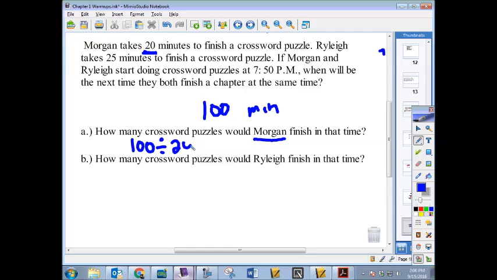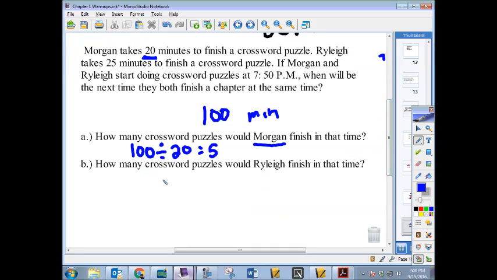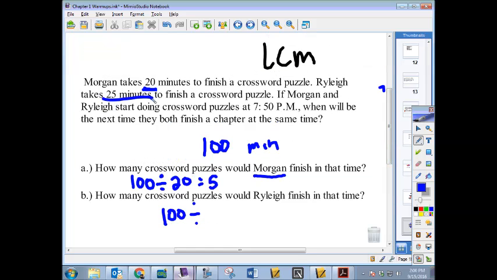100 divided by 20 is going to give me 5 puzzles. Makes sense. Think about it. She finishes one in 20 minutes, one in 40 minutes, one in 60 minutes, one in 80 minutes, and then another one in the 100th minute. Isn't that 5 right there? Same with this one. I'm going to do 100, only now I'm going to divide by 25 minutes. That's going to give me 4. She does them a little slower. Make sense?